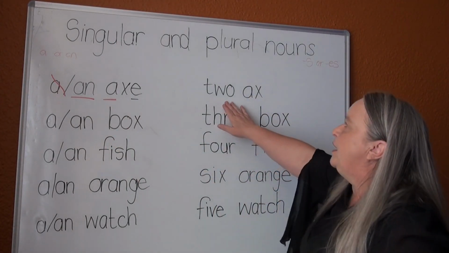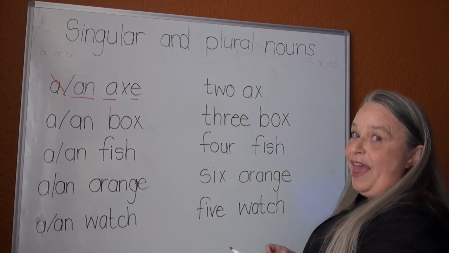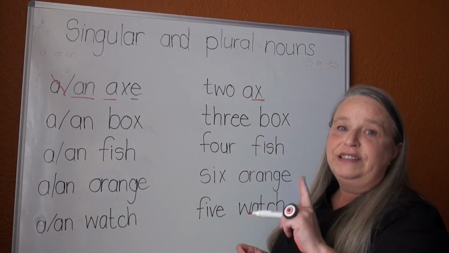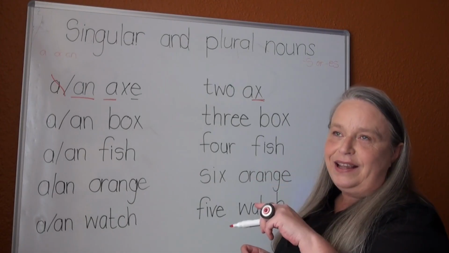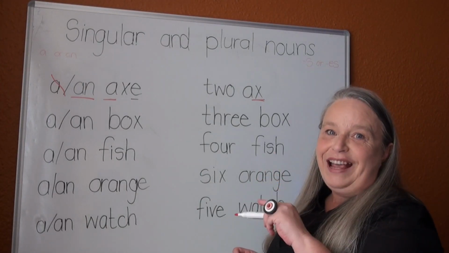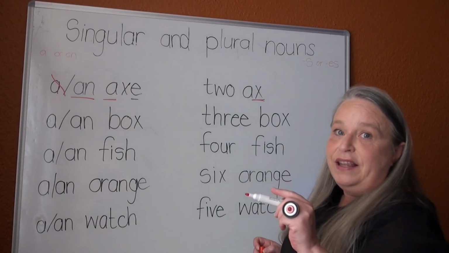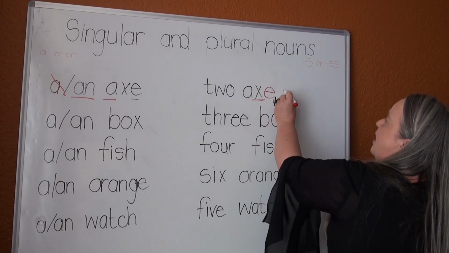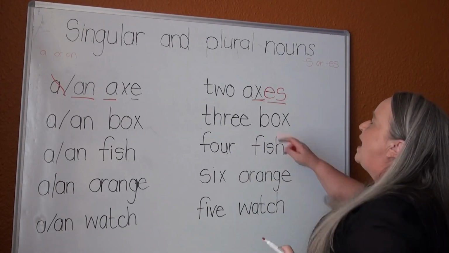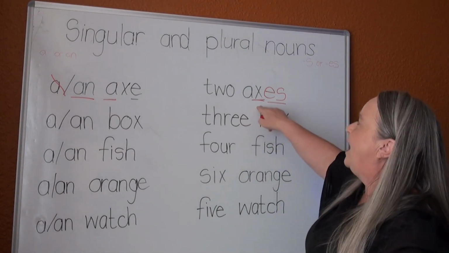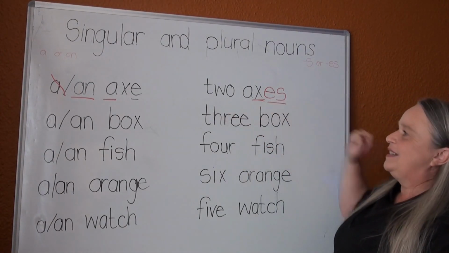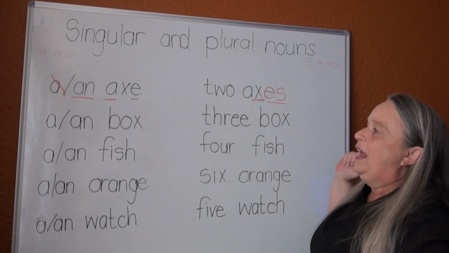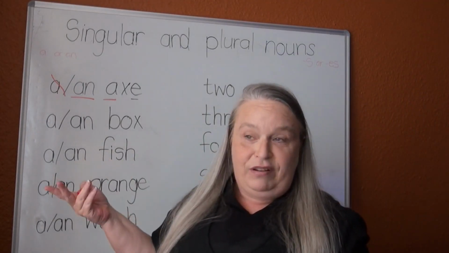Okay, now let's look at what happens if we have two or more, plural. Now do you remember, axe ends in an X, so the plural for axe would get es. Yes, so we will have two axes with es because axe ends in an X. Two axes.